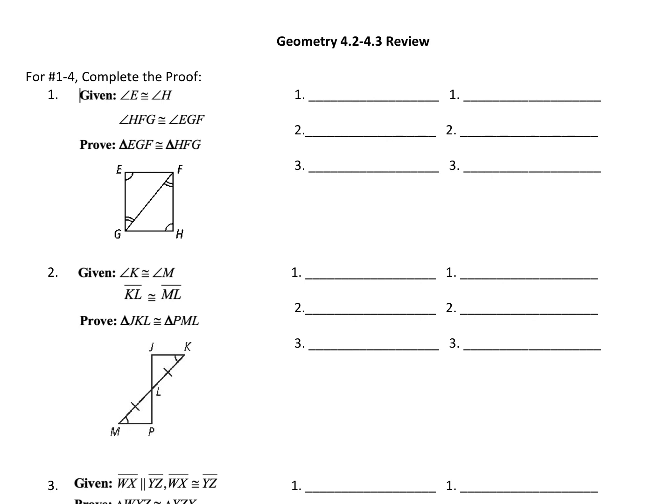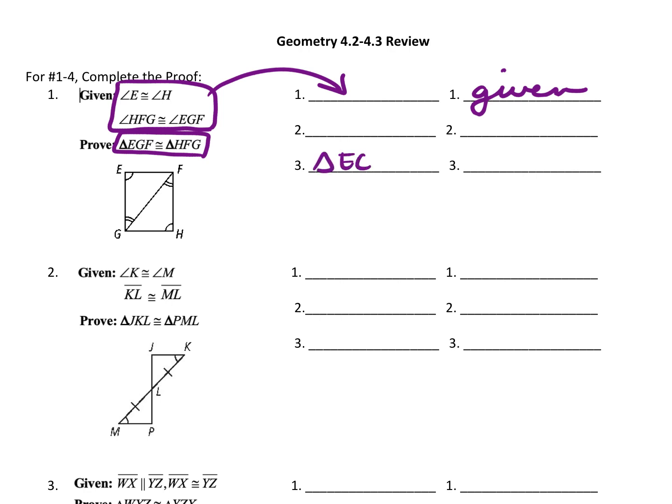What is given, okay? So in this one, you are given these two things. I'm not going to write them down. Just put an arrow and call it given, okay? What else do you know with every proof you do? Whatever they asked you to prove goes where? The last step, okay? So you would say triangle EGF is congruent to triangle HFG, okay?